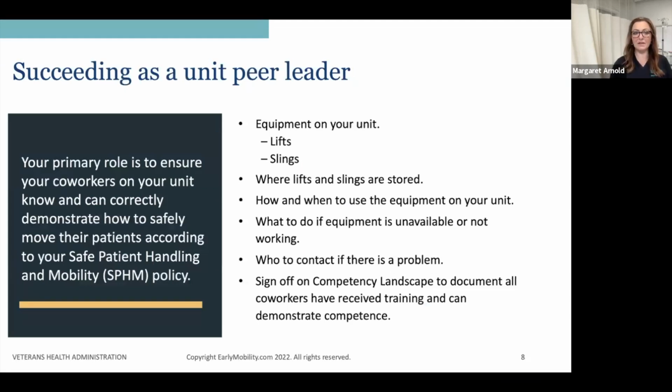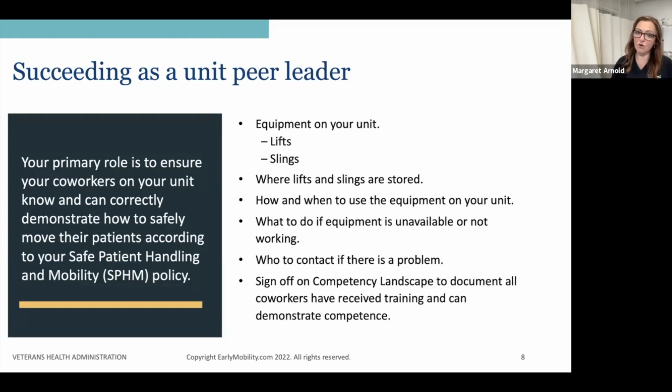Succeeding as a unit peer leader requires that you know the equipment on your unit, your lifts, your slings, where they're stored, how and when to use the equipment, what to do if the equipment is unavailable or broken, who to contact for different problems, and to be able to sign off on your competency landscape, or whatever format you use for your unit competencies, to document that all of your co-workers have received training and can demonstrate competence and know how to use the lifts.